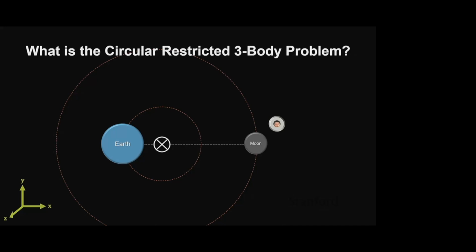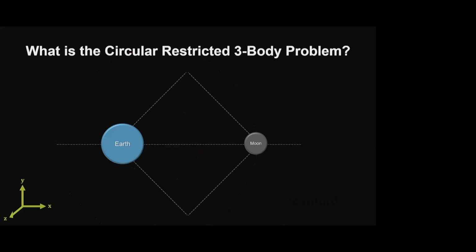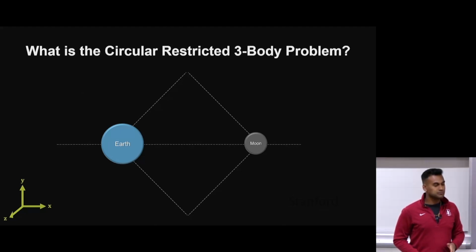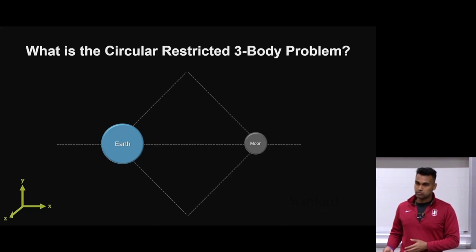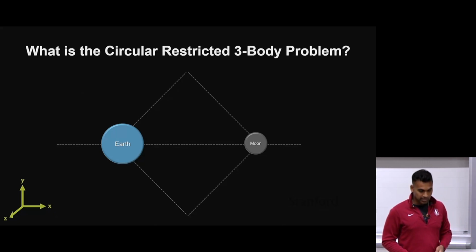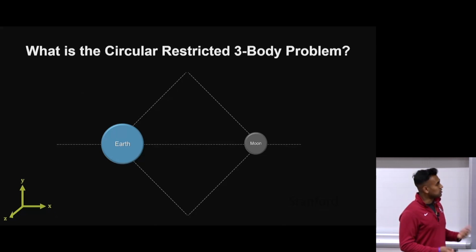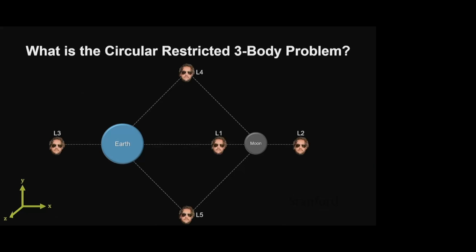The other neat thing in the CR3BP is that there are equilibrium points, especially when we use this synodic frame, this rotating reference frame. There are points where the gravitational forces and the centrifugal forces cancel out, and those are called libration points. Well, you might have heard them called Lagrange points before.